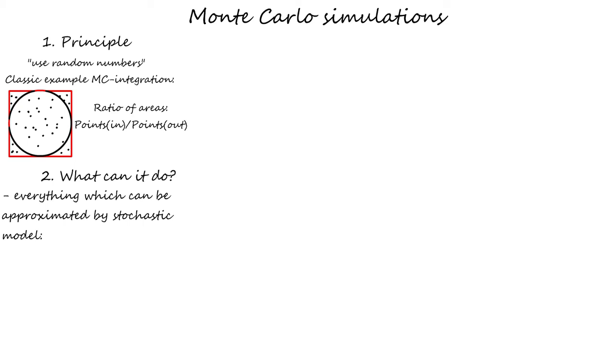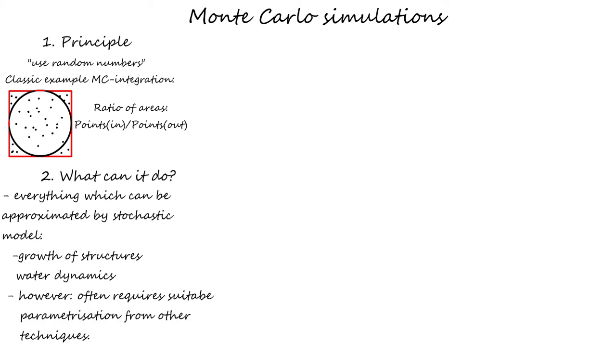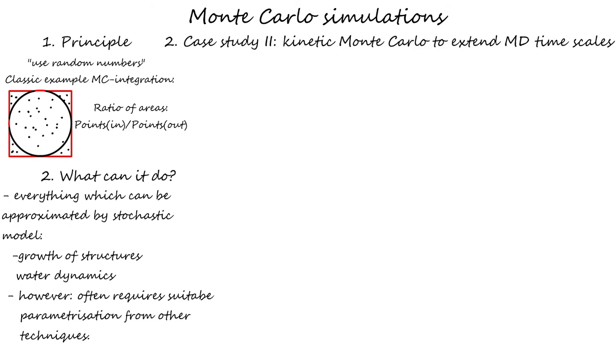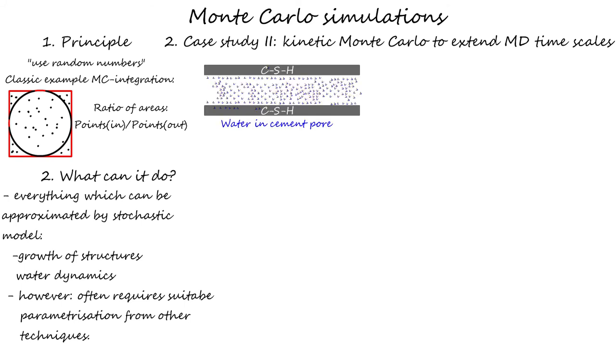In cement science, MC techniques have been used to learn about the growth of structures, their dissolution, water dynamics, and interactions between cement particles. However, often, as in the MC example discussed next, this requires input from other techniques. Let's return now to the problem from the previous slide. We have already learned that molecular dynamics can simulate the behavior of water in a pore, but only for a few nanoseconds. We need the cross-correlation of the water molecules, a descriptor for their mobility, over the range of microseconds. This means that the simulation needs to run as long.